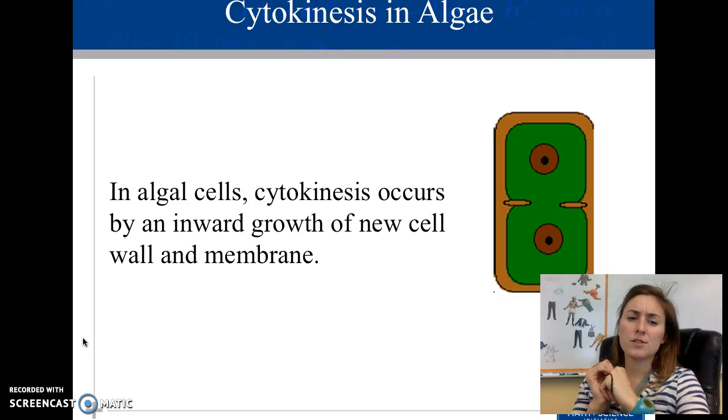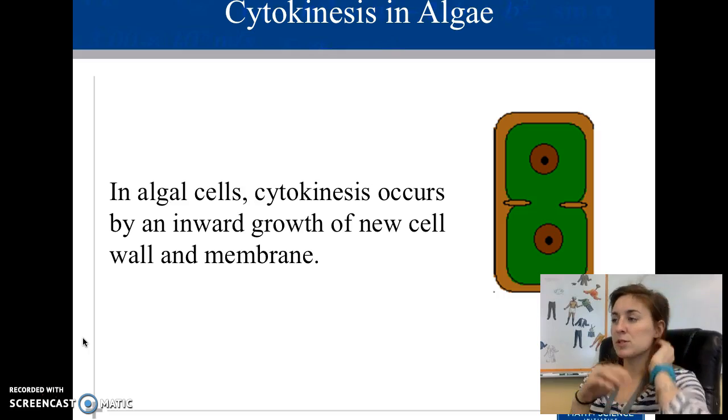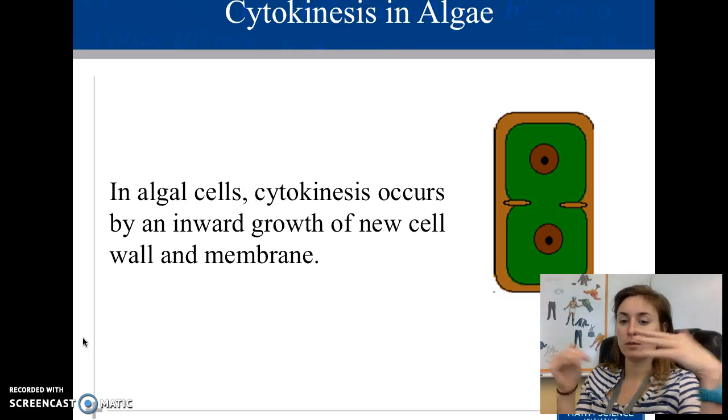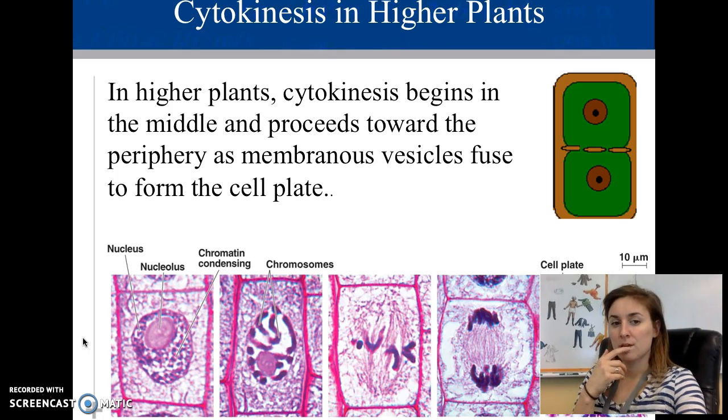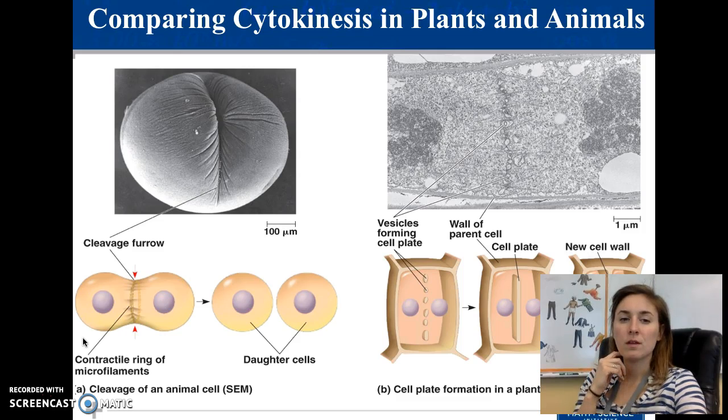So in algae cells, this occurs by the inward growth of a cell wall. So same with plants. We don't have the ability to squish them until they basically pinch off. We have to build a wall between the two. In higher plants, and by higher plants they mean more evolved plants, we see that they basically start building wall in little pieces until they all fuse together. So again, comparing the two, hopefully this is evident based on what we know about the cell wall versus the cell membrane.